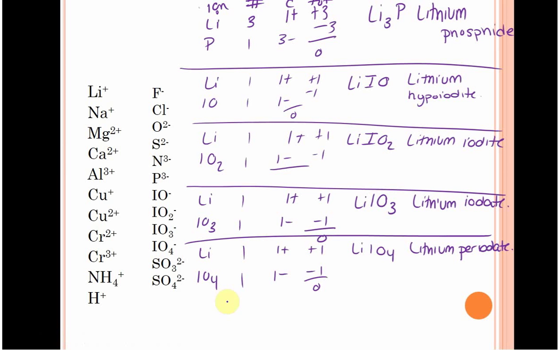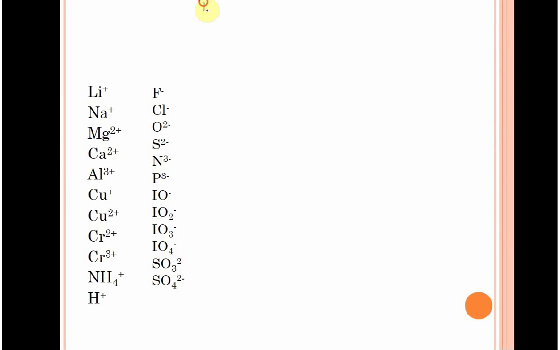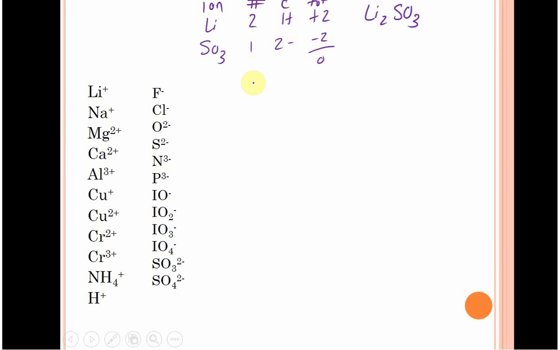Now, at this point, we can go into the sulfite and then sulfate. So ion, number, charge, and total. So we have lithium and sulfite. This is plus 1 because it's in group 1. Sulfite, you're going to memorize as 2 negative. So we have 2 and 1 to give us a nice plus 2, minus 2 that'll cancel and give us a neutral compound. Here we have Li2SO3. No parentheses on the sulfite because there's only one of them.